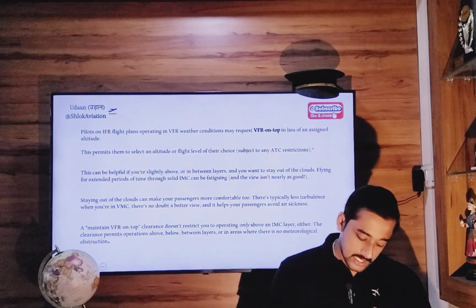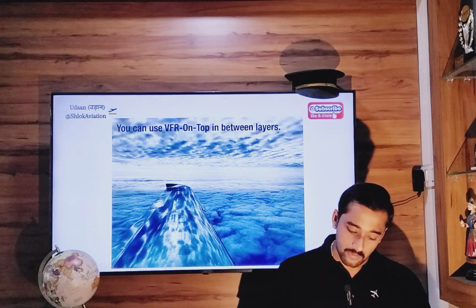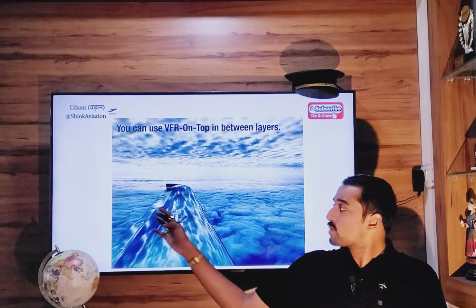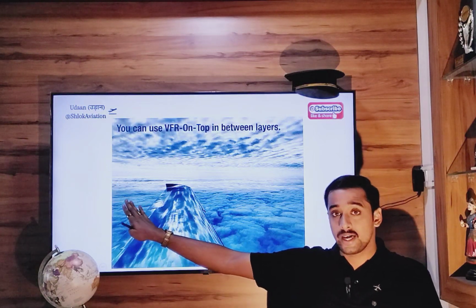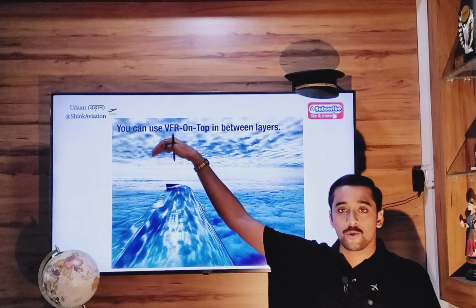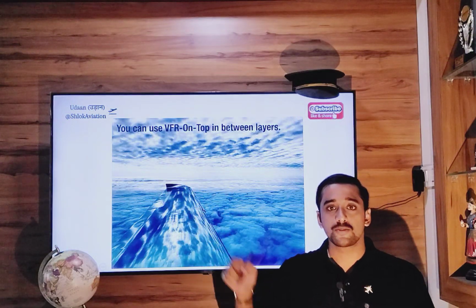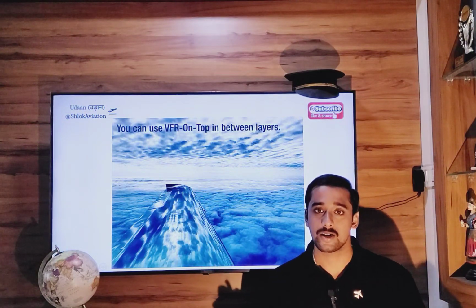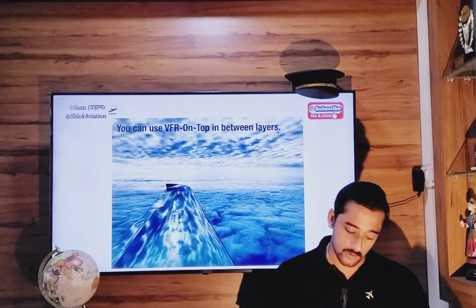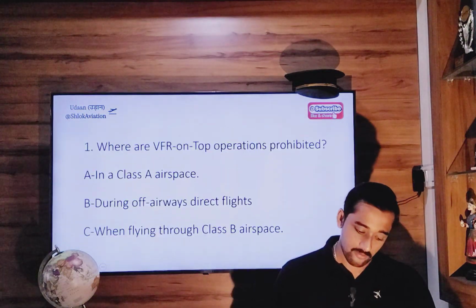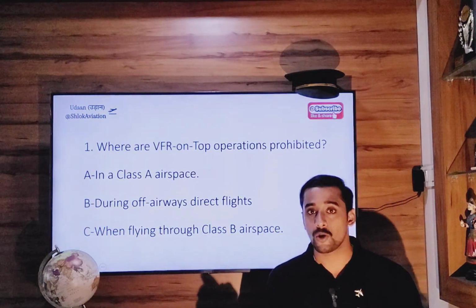So this is the basic information on VFR on top. Here you can see there is a cloud layer below you and a cloud layer above you. You are flying between them, so this becomes your VFR on top flight maneuver.